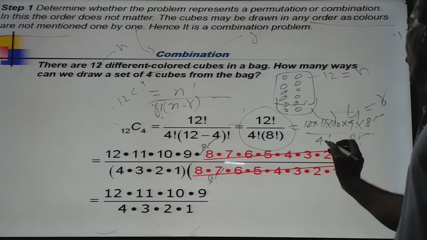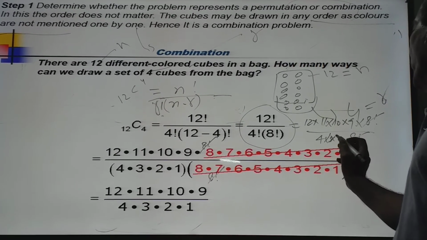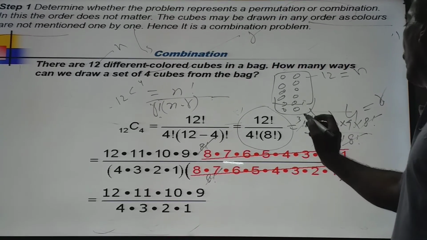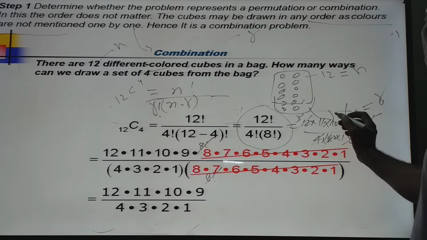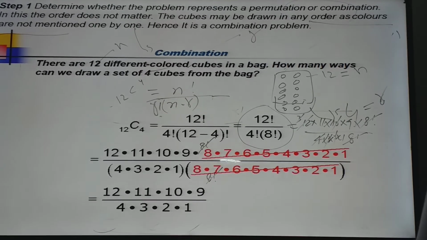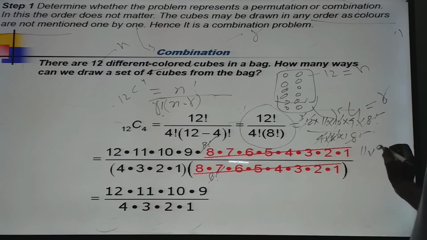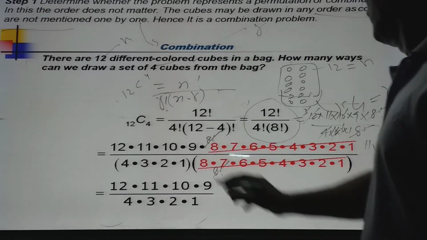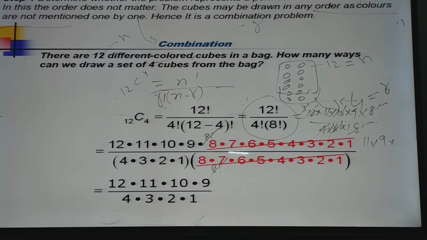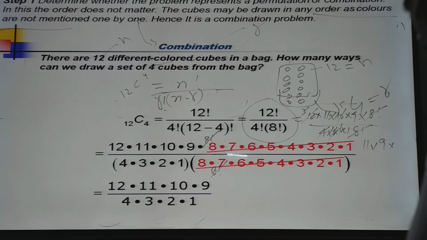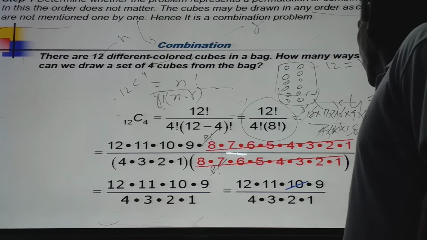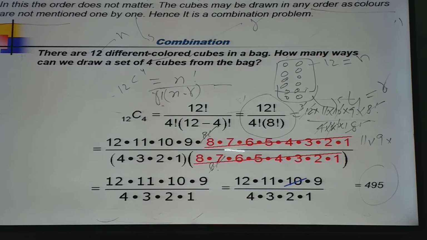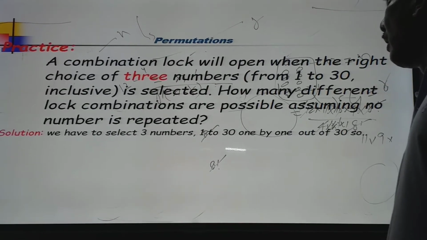But for 4 factorial, you can expand it: 4 into 3 into 2 into 1. So divide: 4 threes are 12, 3 ones are 3. Remaining 2, 2 fives are 10. So you get 11 multiplied by 9 multiplied by 5, and in the end you will get 495. Okay? So this is how you can solve it.